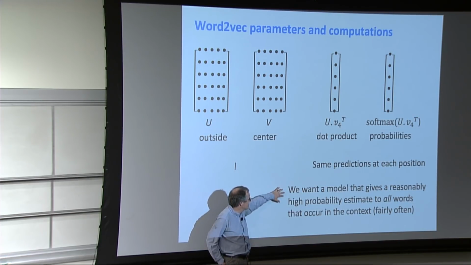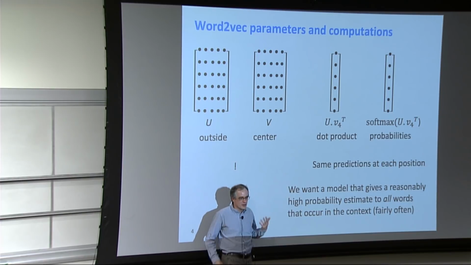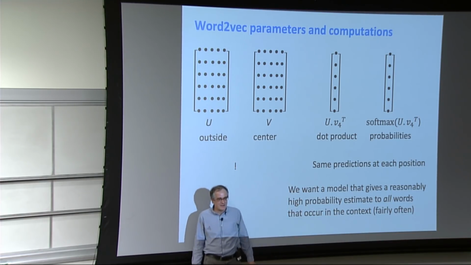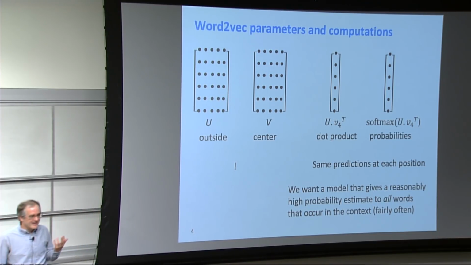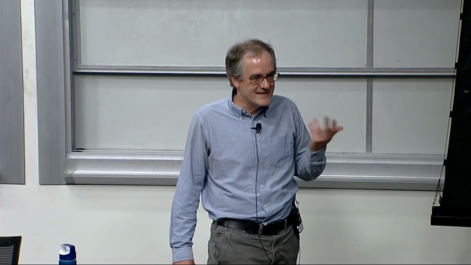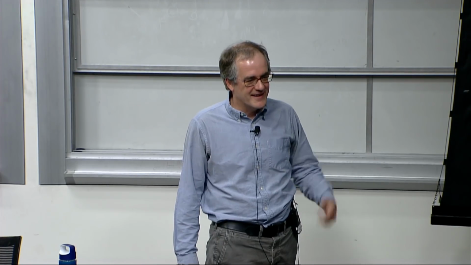So all we're asking for is a model that gives reasonably high probability estimates to all words that occur in the context of this word relatively often. There's nothing more to it than that. And that's part of why it's surprising that with such a simplistic thing, at the end of the day, it can end up capturing so much about the meanings of words and aspects of the meanings of words, like in the examples I was just showing you in the IPython notebook.